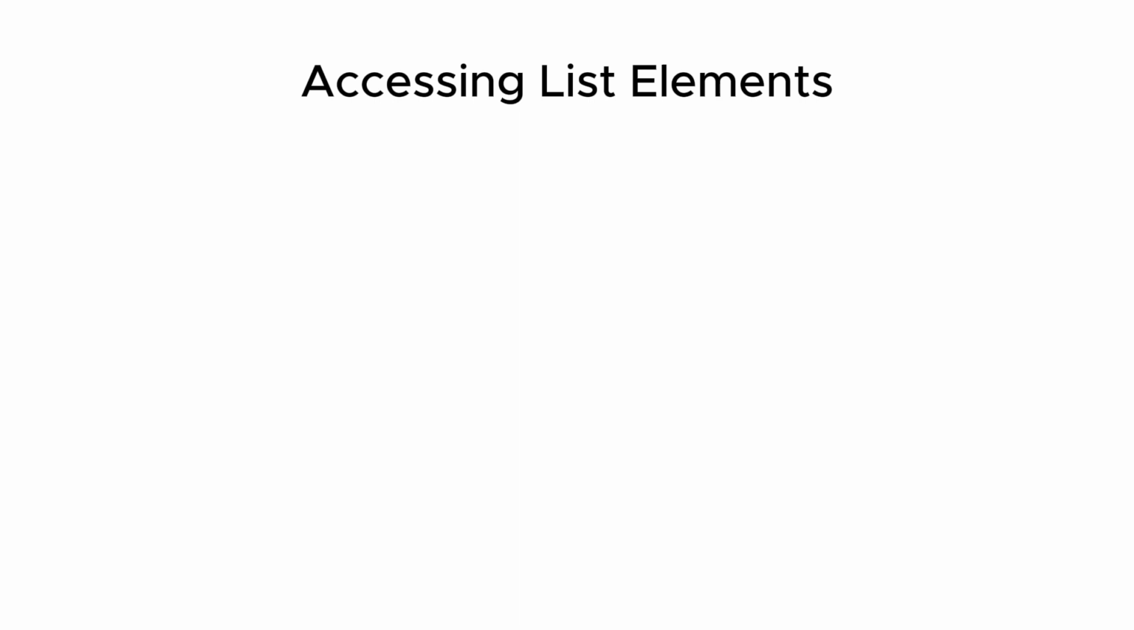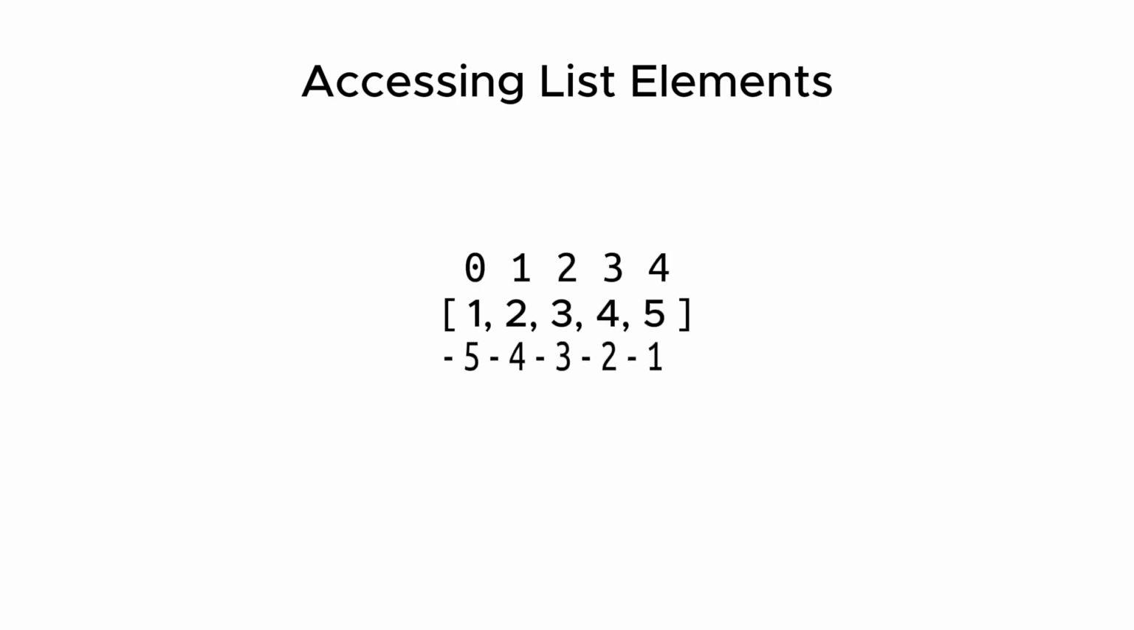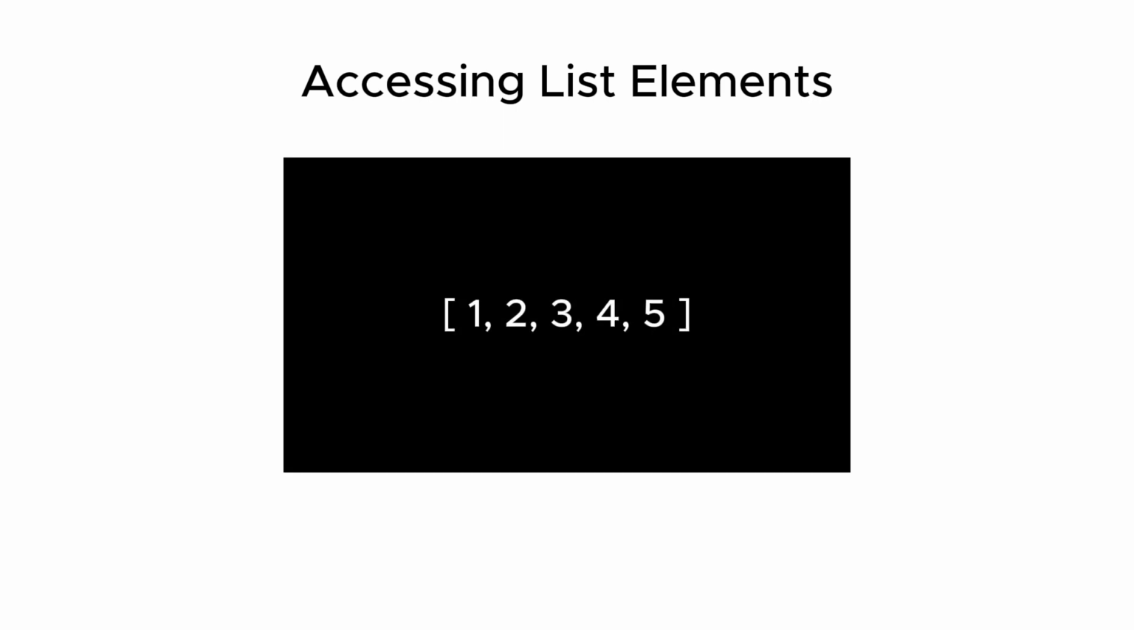Accessing list elements. To access individual elements in a list, we use indexing. The index starts from 0 for the first element, and we can also use negative indexing to access elements from the end of the list. For example, mylist[0] will give us the first element of the list.